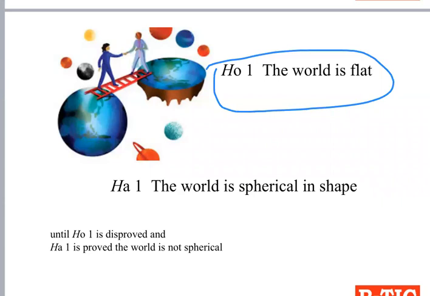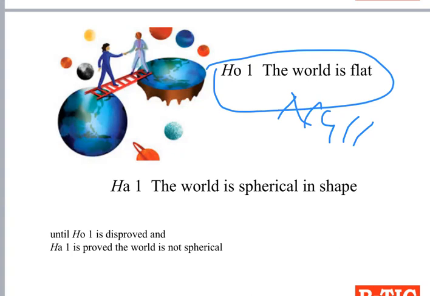Null hypothesis, H0-1. You have to disprove that the world is flat. This is what you do first, because the world already believes this. So you should disprove that the world is flat first. That is what I'm calling the null hypothesis. You nullify this, you cancel this statement. So "the world is flat" should be nullified first.